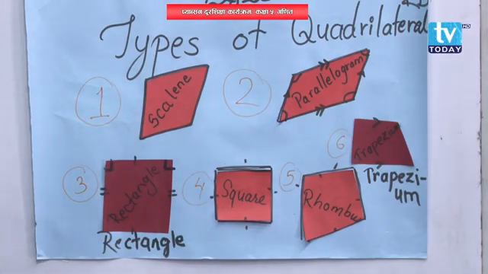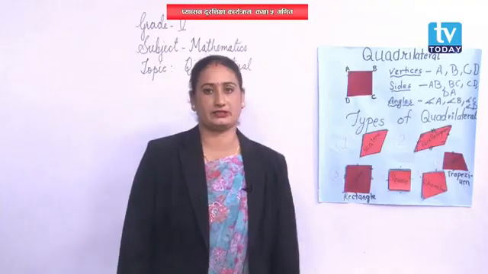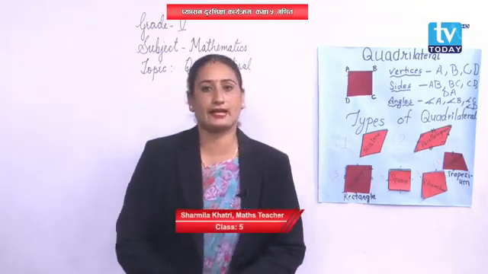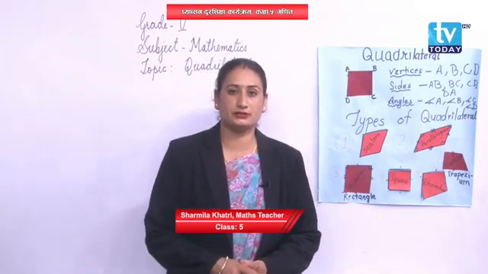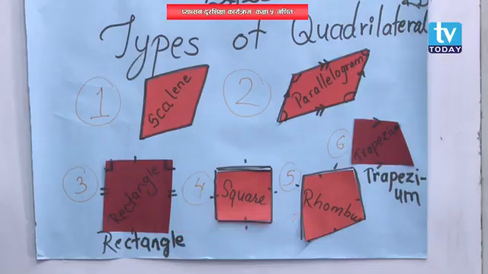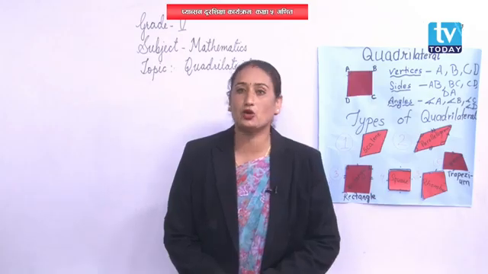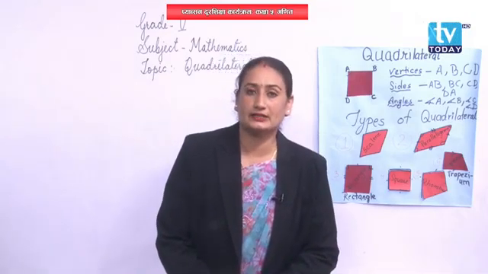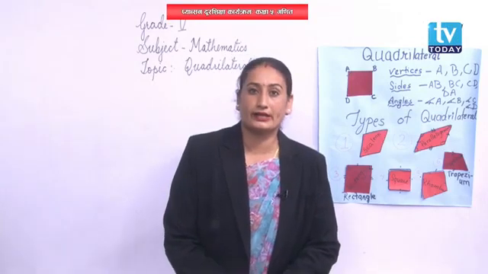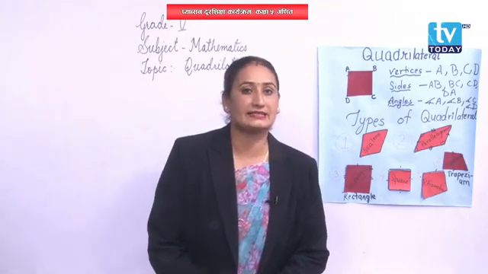Okay, can you make it? I hope you can do it. Can you write the definition of a rectangle or not? Please write down the definition as well. Having all the angles 90 degrees and opposite sides equal, we call it a rectangle. It will be said as a rectangle also.